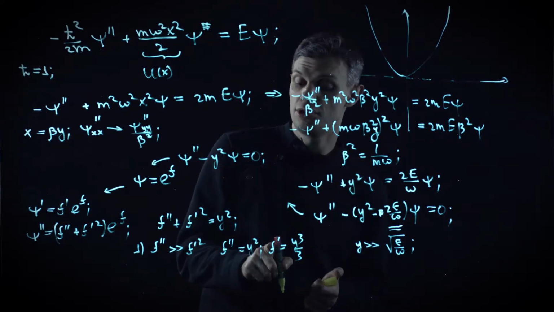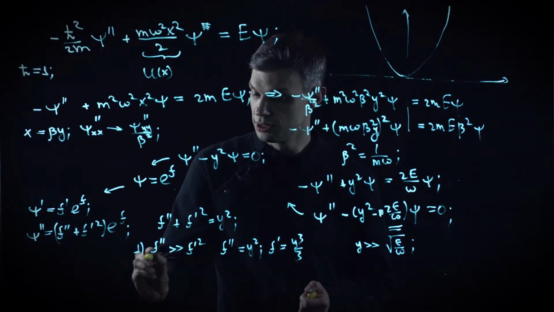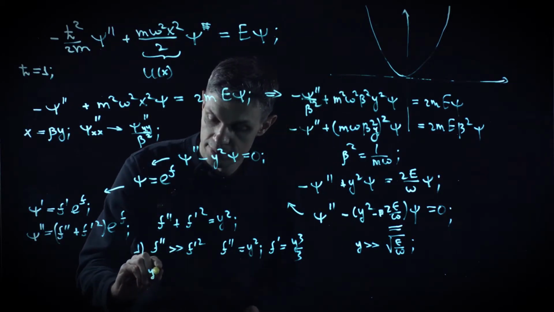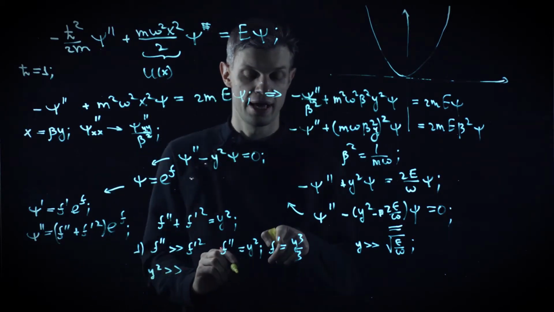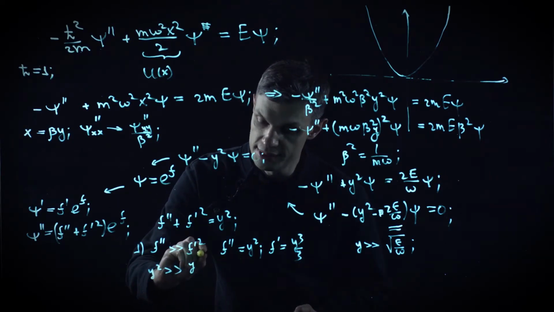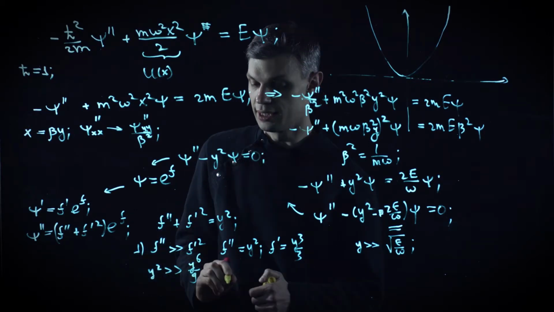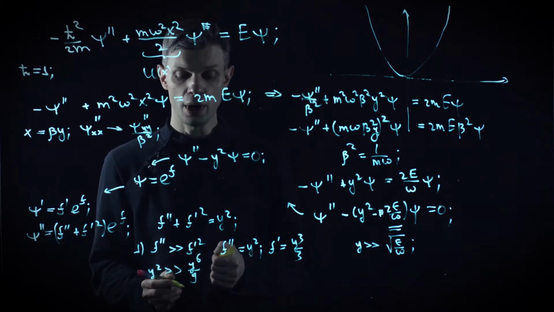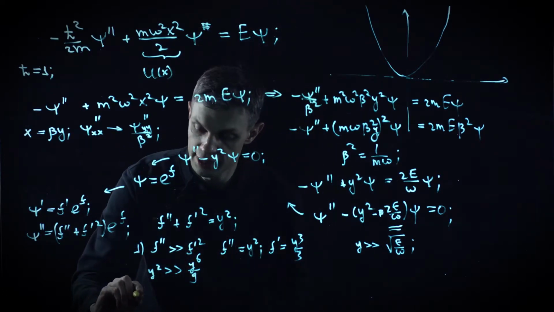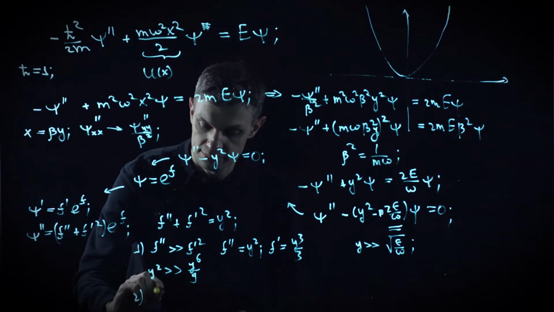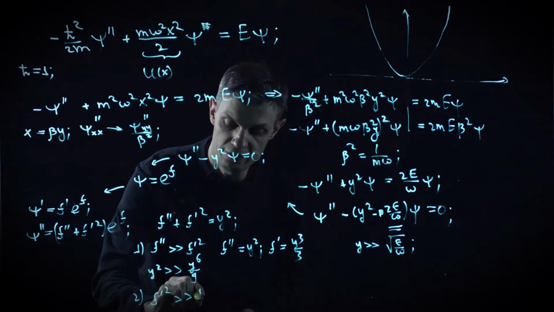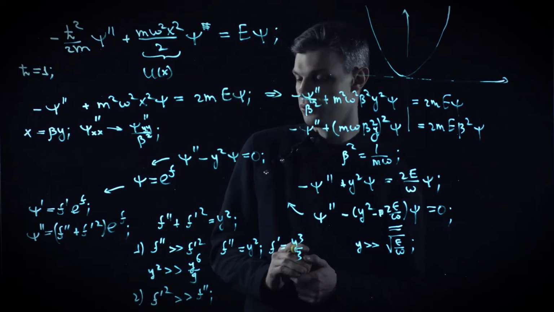So again, now we can actually check if this initial assumption holds. So f prime prime is y squared, and it should be much greater than f prime squared. But f prime squared is y to the 6 divided by 9. So for large y, it's obviously wrong. So this assumption is actually wrong. And let's try another one. And another one is f prime squared is actually much greater than f prime prime. Let's see if this works.